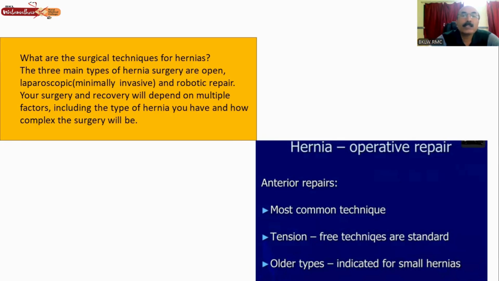So what are the surgical techniques for hernias? The three main types of inguinal hernia surgery are open surgery, laparoscopic or minimally invasive surgery, and robotic repairs. Your surgery and recovery will depend on multiple factors, including the type of hernia you have and how complex the surgery will be. In operative repair, the anterior repairs are the most common technique. Tension-free techniques are standard.